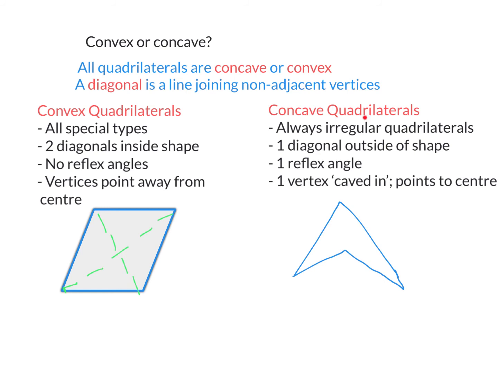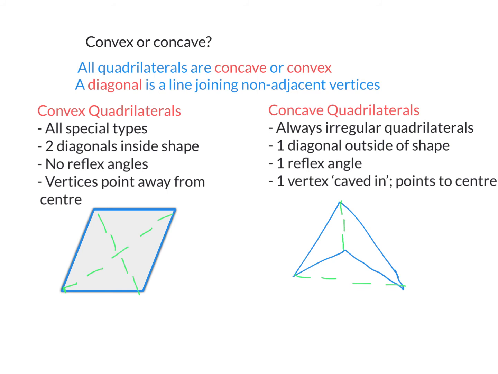So if a quadrilateral is concave, it's always an irregular quadrilateral. So it has one diagonal outside the shape. So this line here is a diagonal. Even though it's not slanted, remember diagonal is just a line joining non-adjacent vertices. This corner and this corner are not next to each other because there's this corner here. So the line that joins corners not next to each other, you can see is outside the shape. That's what happens in concave quadrilaterals. The other diagonal is here.